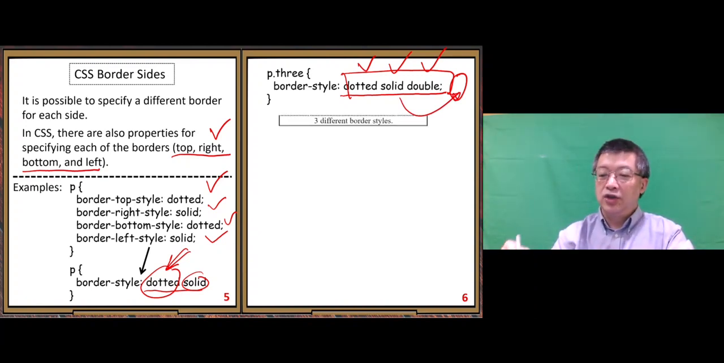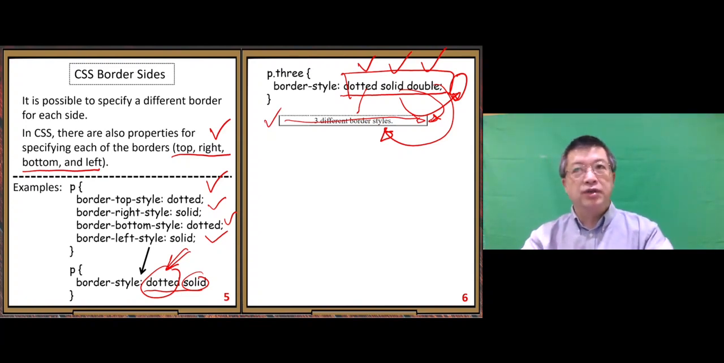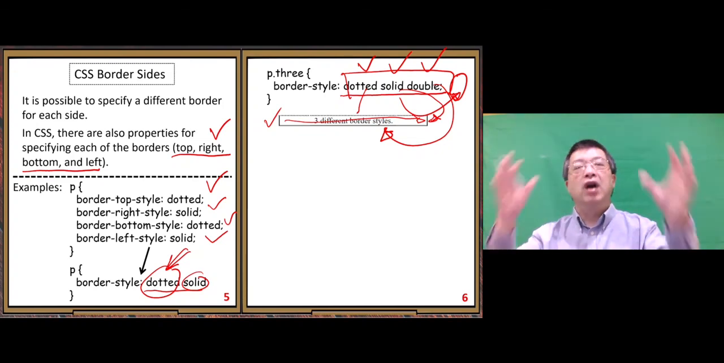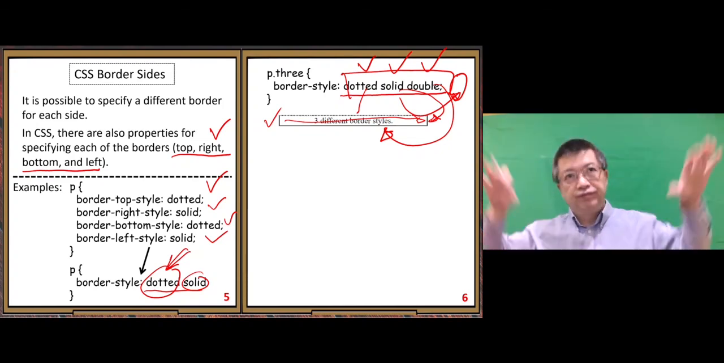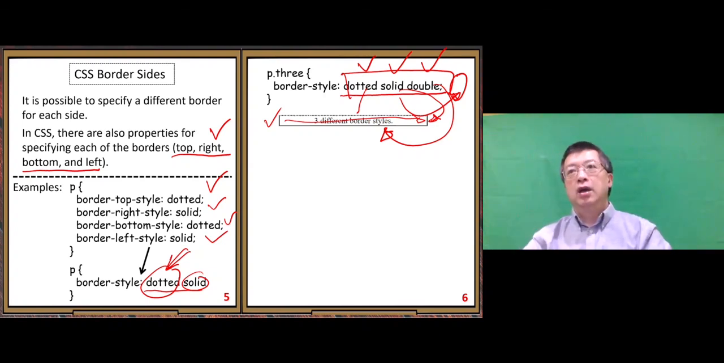So let me show you the picture, okay? Top, dotted, right, solid, double, bottom, left, you don't have it, but just look at your opposite side. It is solid, so you just take the solid, okay? So that's the basic rule the browser uses to understand the styling definition. All right, so that's this video. So number 3.